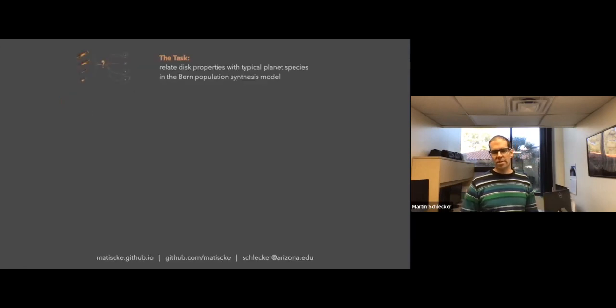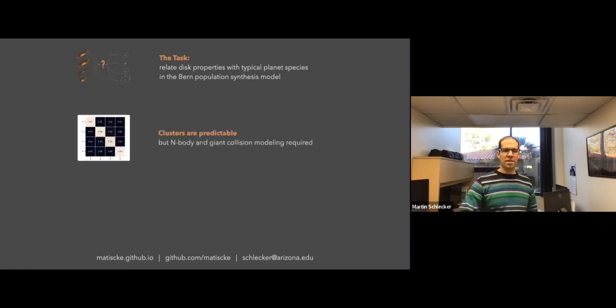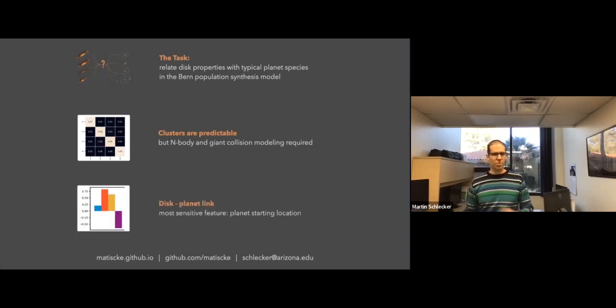So some key takeaways from this part. Our goal was to find links between disk properties and typical planet species in a population synthesis model. We then did a cluster analysis on our synthetic planet population, and we found that we can robustly predict what planets form, but gravitational interactions between the planets change the outcome, especially when giant collisions occur. The property with the most predictive power turned out actually not to be a disk feature, but the starting position of our planet cores. And what was also surprising to me is that the lifetime of the disk did not play a significant role.